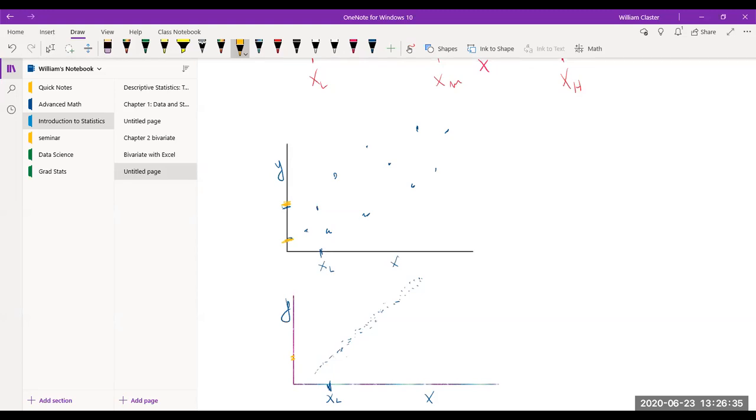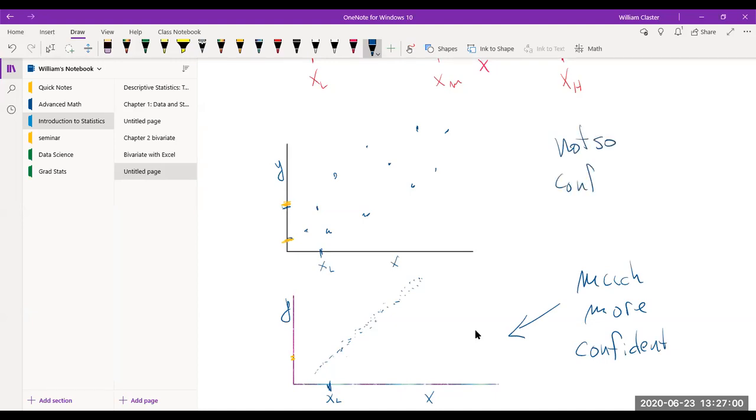Right? Does everyone understand? Yes. Yep. Okay, so I'm going to say that when I make a prediction here, I'm going to be much more confident about my prediction, more confident than here, not so confident. Okay, does everyone understand what I'm saying?